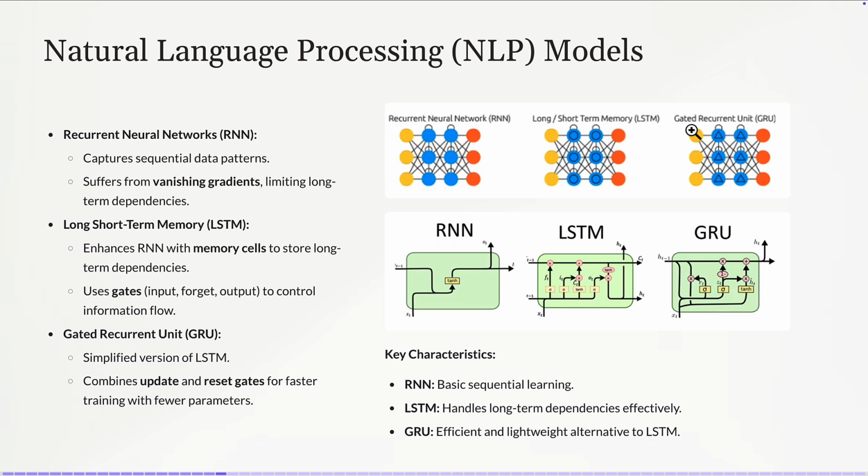And then we have also the gated recurrent neural network. It's a simplified version of LSTM, which combines update and reset gates for faster training with fewer parameters. This is like the conceptual schema. No need to go into details right now. We will have a complete lecture going into the internal mechanics and how the memory is actually constructed in LSTM and also in the GRU network.